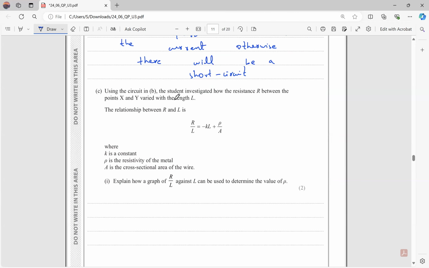Part C. Using the circuit in B, the student investigated how the resistance R between the points X and Y varied with the length L. The relationship between R and L is given, where K is a constant, rho is the resistivity of the metal, A is the cross-sectional area of the wire. Explain how a graph of R over L against L can be used to determine the value of rho. Rho is the resistivity.